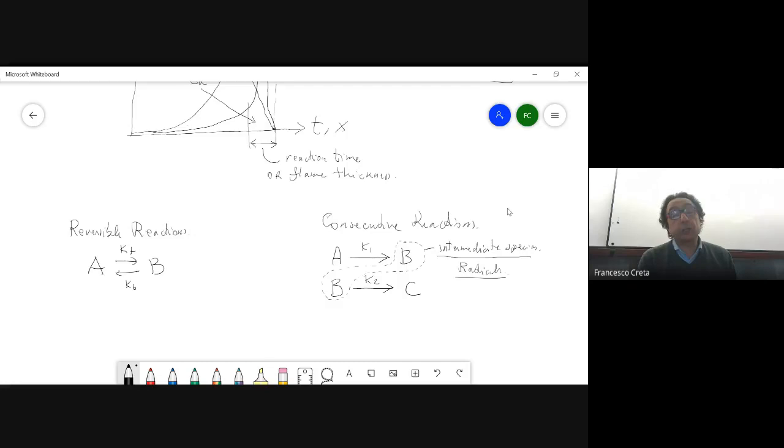Usually the creation of these intermediate species is also called radical pool, meaning that in order for your final products to form, you first need to form a pool or a group of radicals, a big chunk of radicals. And then they can eventually, more slowly, be oxidized towards your final products. So these are the two paradigmatic equations.